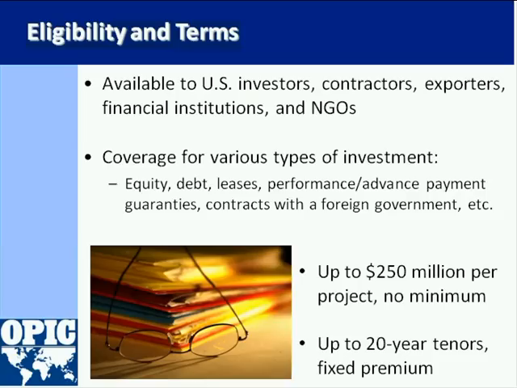We cover up to $250 million per project. We have no minimum policy size, so many of our small business clients have very small policies with us. But we can cover you for up to 20 years at a fixed premium. So you're insured a certain level of support through the OPIC insurance program for quite some time.